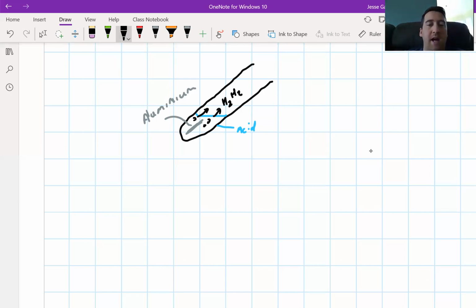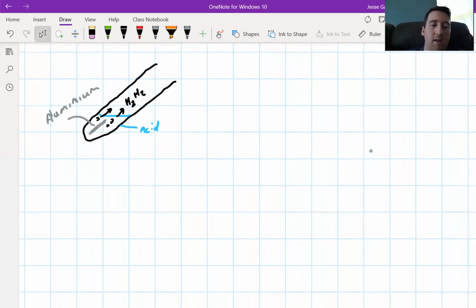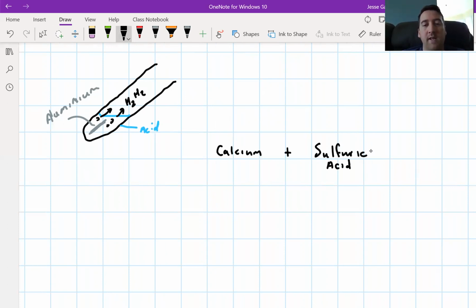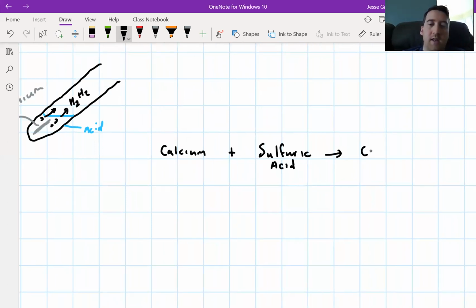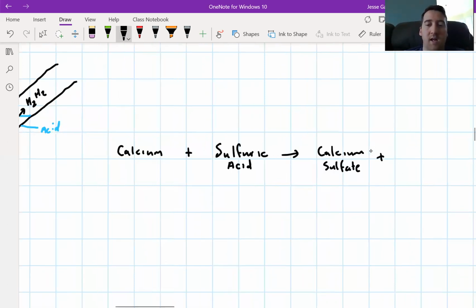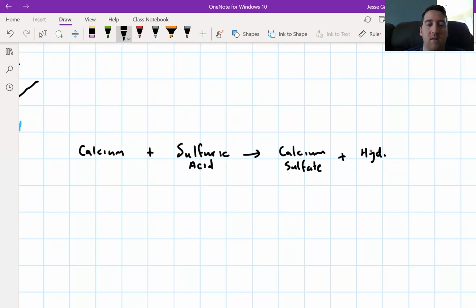Now, let's swap out the aluminium and look at a different example. Let's say, for example, we started with the metal calcium. Now, if we took calcium and added some acid, for example battery acid or sulfuric acid, what we would find is that it reacts and produces calcium sulfate, which is a white substance, but it's soluble, so it would disappear as it's made. Plus, it would fizz a lot and produce hydrogen gas.